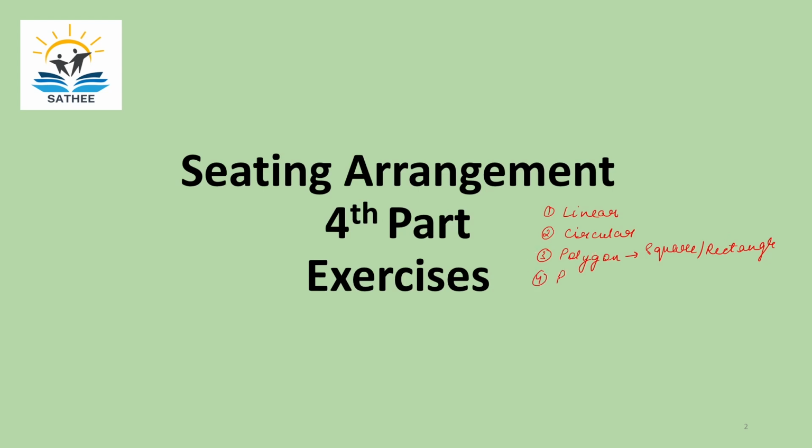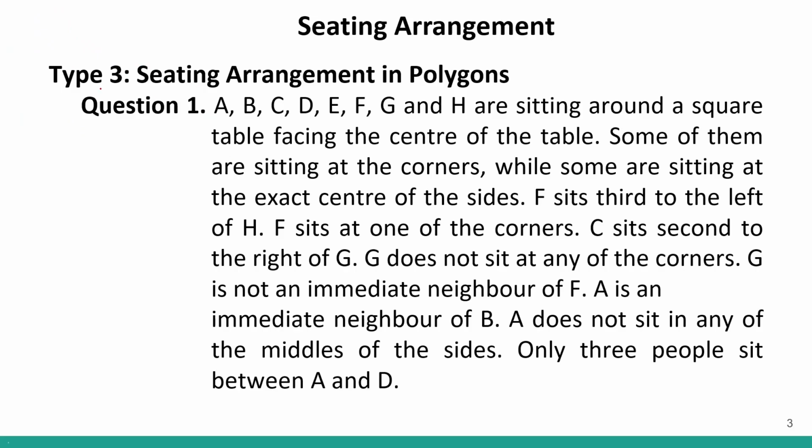And then we have parallel rows, that means there are two rows that are parallel to each other and people sit in these rows. So in the last lecture we already covered the linear seating arrangement and circular seating arrangement. In today's lecture we will continue with polygon and parallel rows. Okay, clear? So let us start by discussing type 3, which is seating arrangement in polygons.